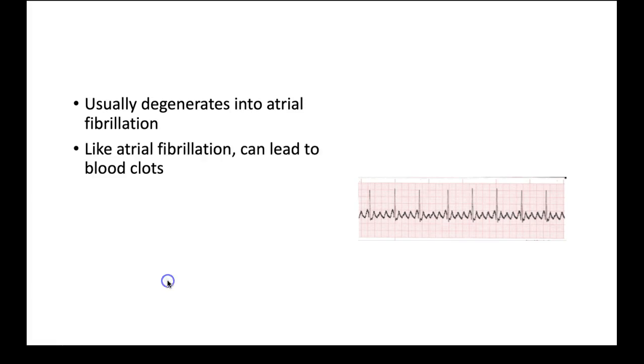What about this one? This one looks a little more regular, and look at our baseline. Our baseline has a very jagged, almost sawtooth appearance to it. This is a very classic rhythm that usually will degenerate into atrial fibrillation in time. It's like atrial fibrillation. It can lead to blood clots, so these patients should be anticoagulated, and we call this atrial flutter.